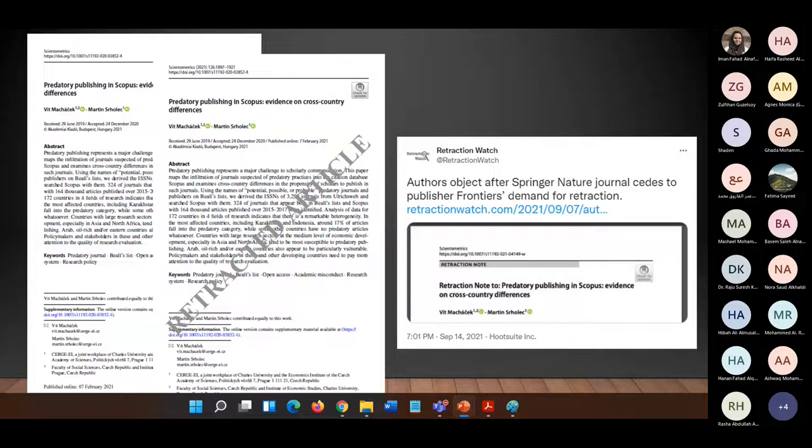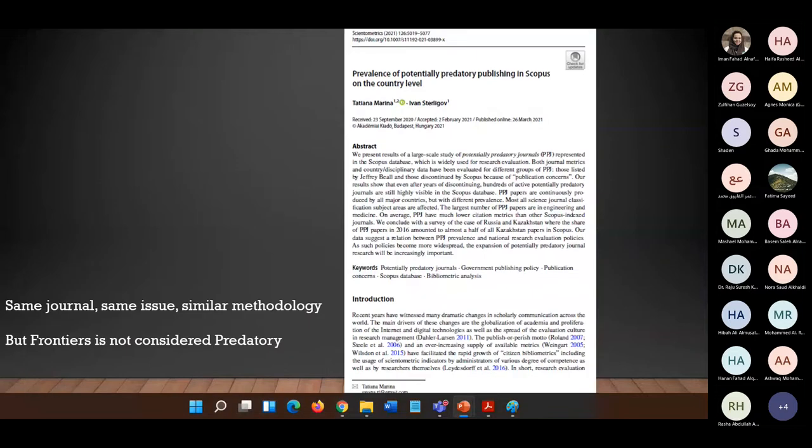So some people said, you know, why don't you open it for a conversation among academics? Why do you resort to retraction? That's very harsh. Especially since in the same journal, in the same issue, another very similar paper was not retracted, presumably because they didn't consider Frontiers a predatory publisher, even though they used very similar methodology.